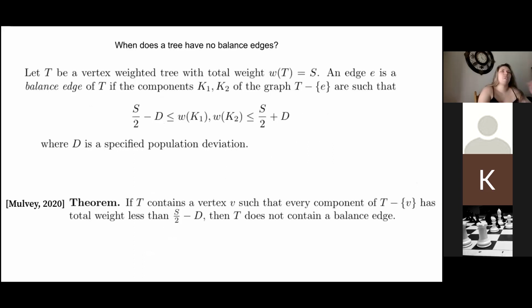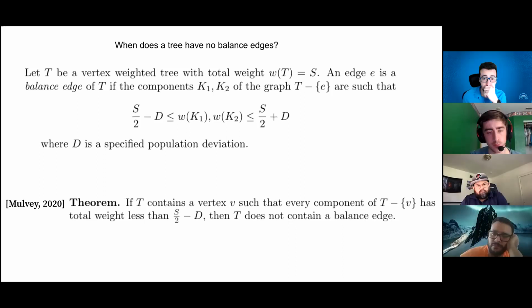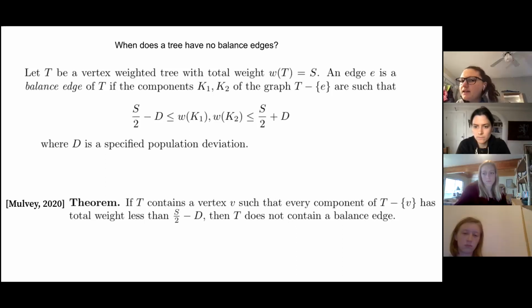So let T be a vertex weighted tree with total weight S. An edge E of the tree is a balance edge if the components, when the edge is removed, are such that the total weight of each of the components is in some specified population range.